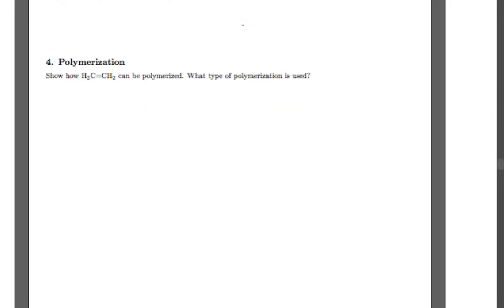So yeah, let's see here. Show how ethene can be polymerized using radicals. So that's basically just simple addition. Okay. So yeah, that's basically that.